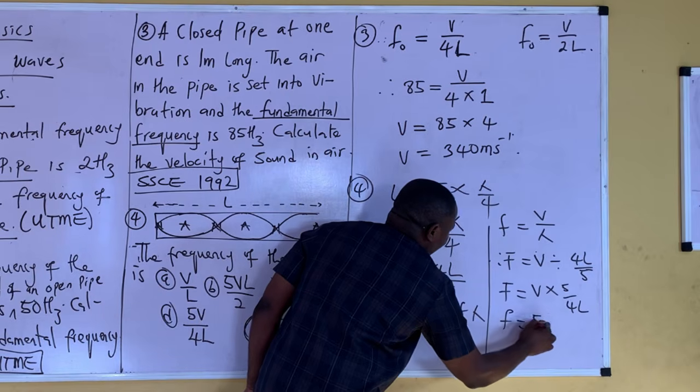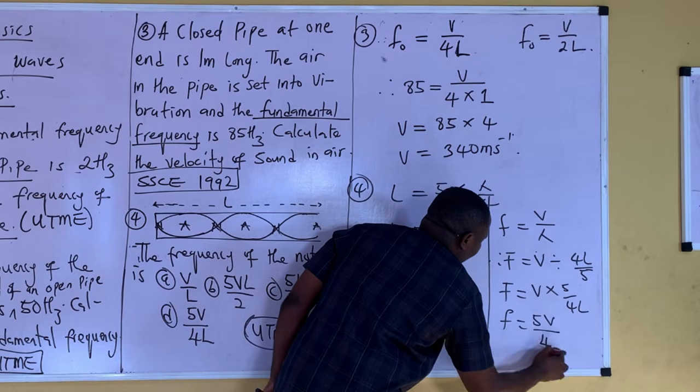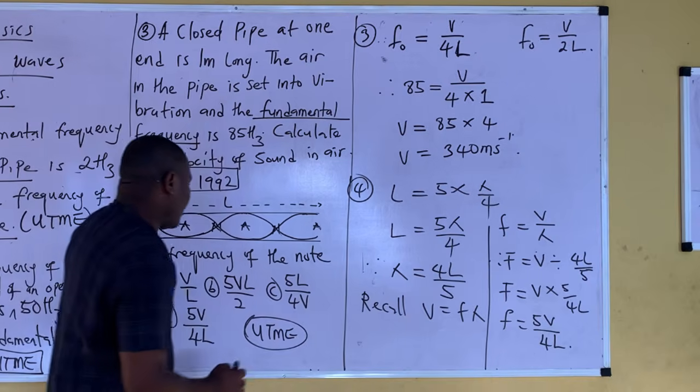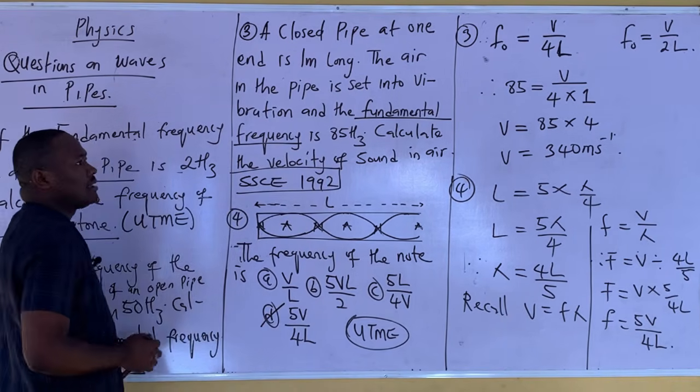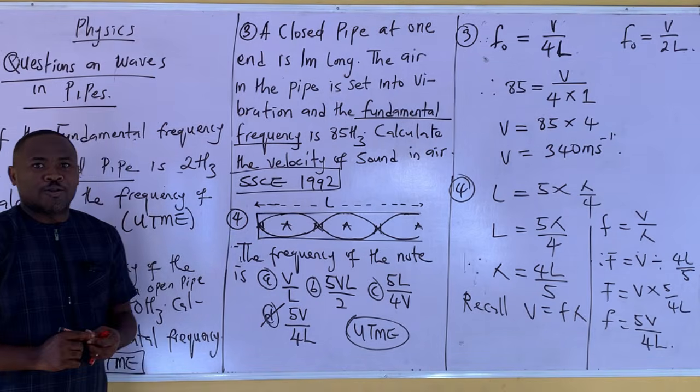F is equal to 5V over 4L. That becomes the right answer to this, which is 5V over 4L. That becomes the correct answer.